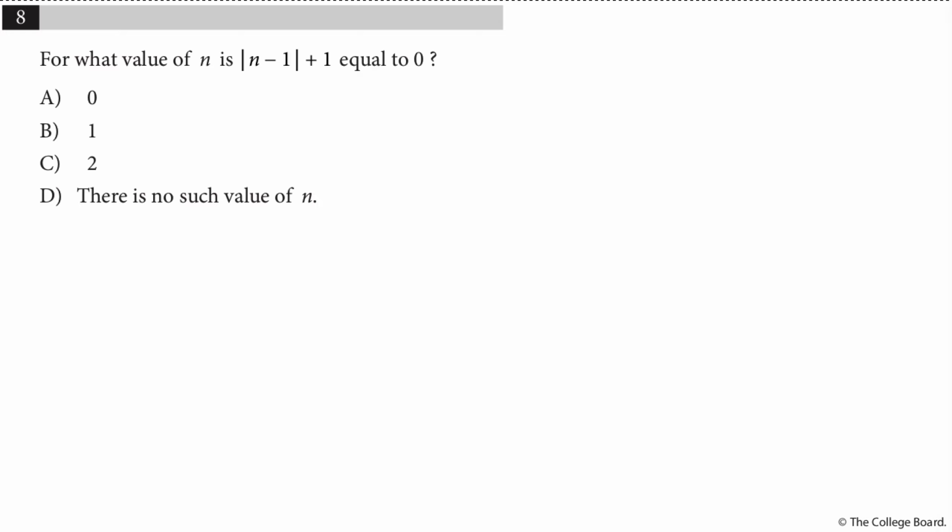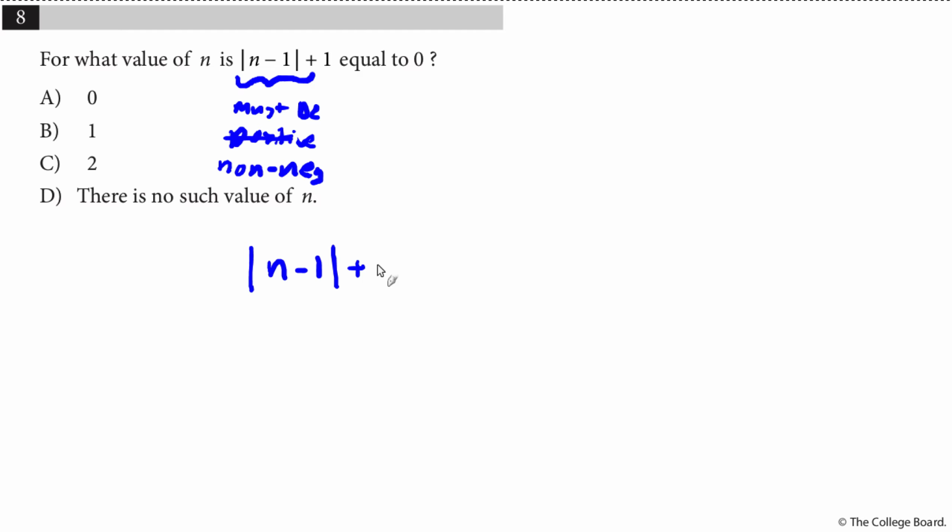Okay, so here we have an absolute value, I guess it'll be an equation. So it says, for what value of n is the absolute value of n minus 1 plus 1 equal to 0? So first off, what I know, so absolute value of this must be positive. Okay? If I take a positive number, I guess at least not necessarily positive, but non-negative. It could be 0. If I take something that is 0 or bigger and add 1, that lets me know that absolute value of n minus 1 plus 1 has to be greater than or equal to 1. And there's nothing that's greater than or equal to 1 and equal to 0. So there is no such n.